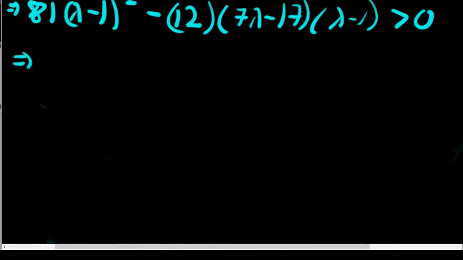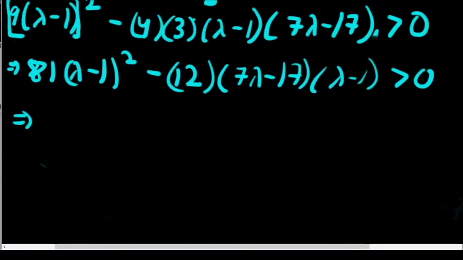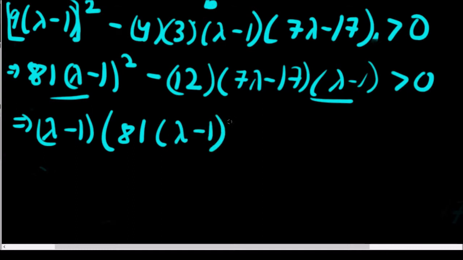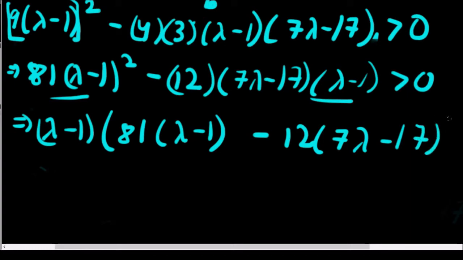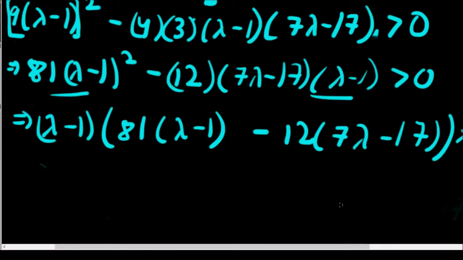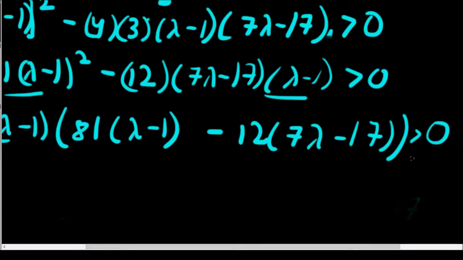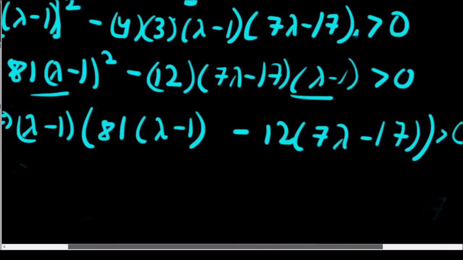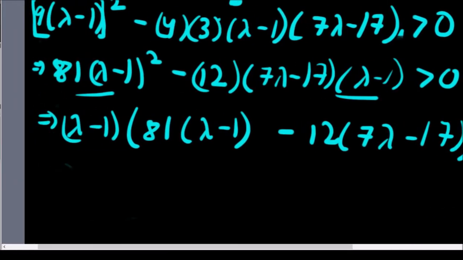So now I can take lambda minus 1 common to make things simpler for me. So I just take lambda minus 1 outside, get 81 times lambda minus 1, and I get minus 12 times 7 lambda minus 17, and I put greater than or equal to 0. I hope I've done it correctly. Yes, I have.